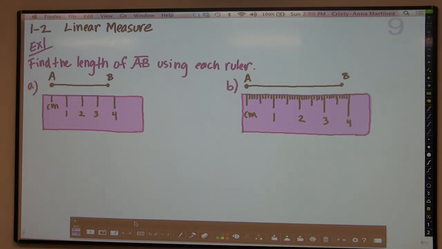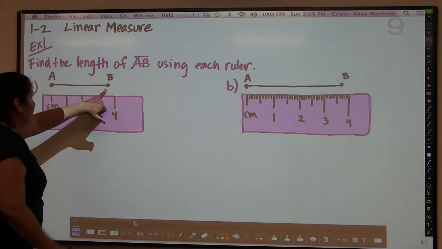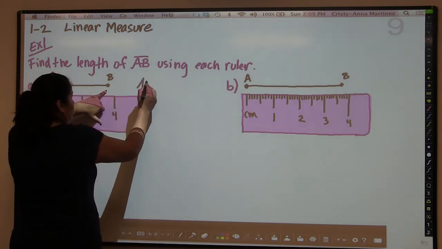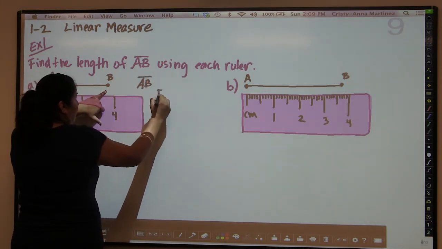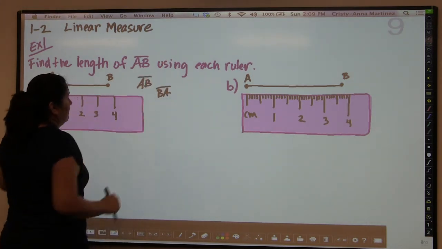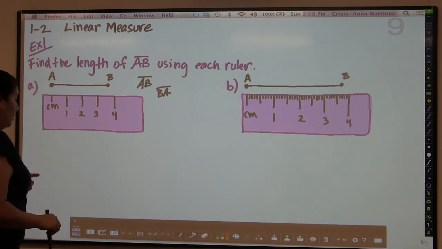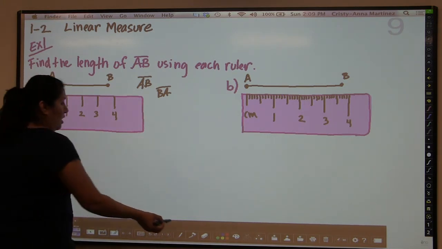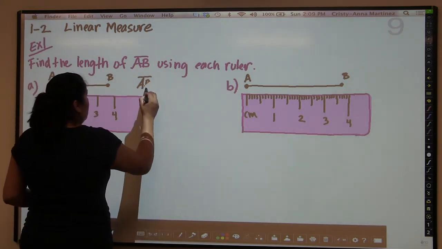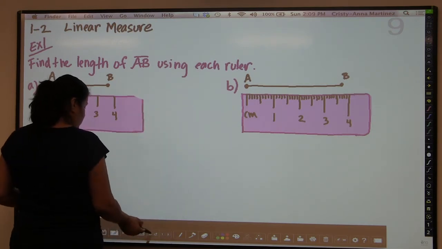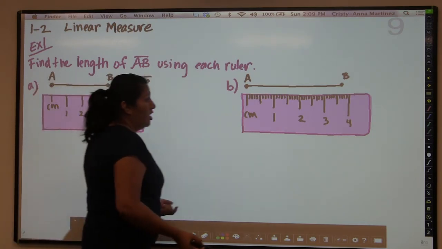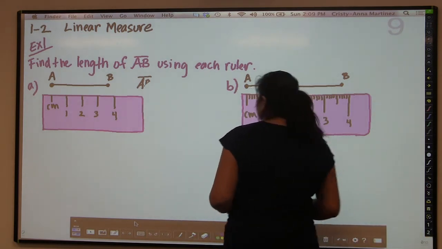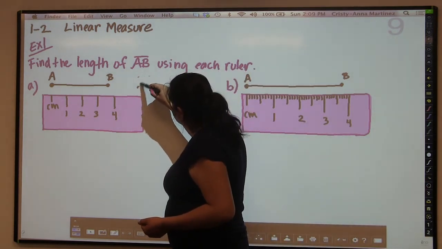For example, for one, first of all, I want to remind you that you can name the segment two different ways. This segment can be called AB, so we can call this segment AB like this, or we can call it BA. They're the same segment.